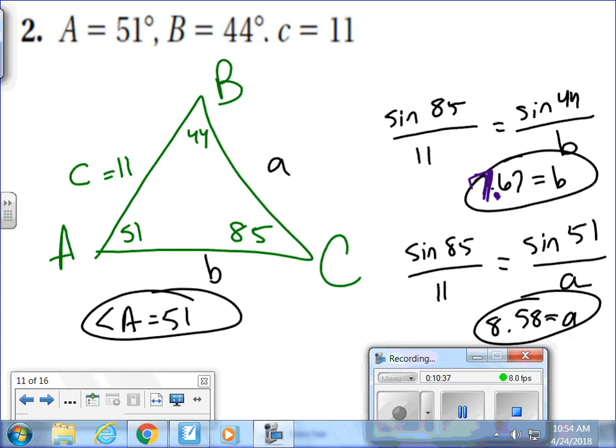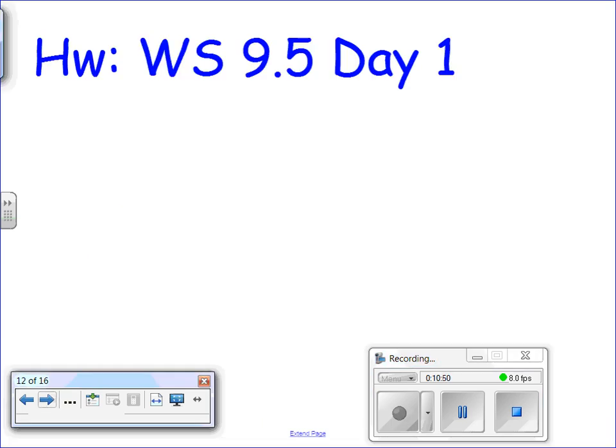All right, let's check if you graduated. Angle A was 51, small b was 7.67, and small a is 8.58. And you can kind of check it, my work, hit pause and check my work. The homework is a worksheet front and side only, and it's actually located at the end of these notes.